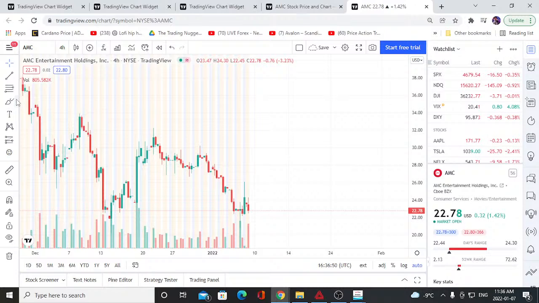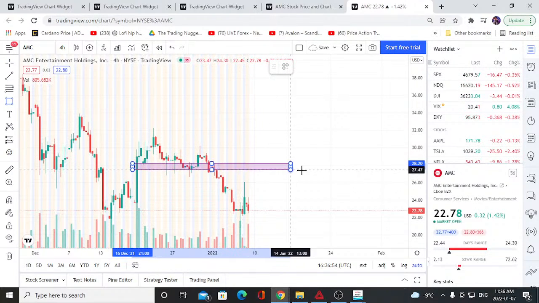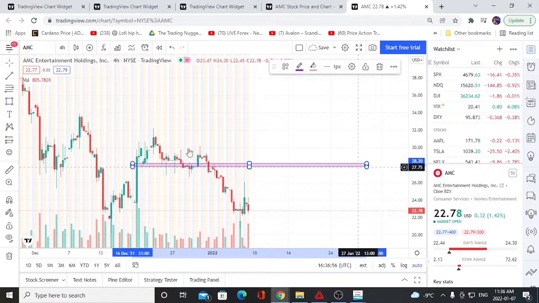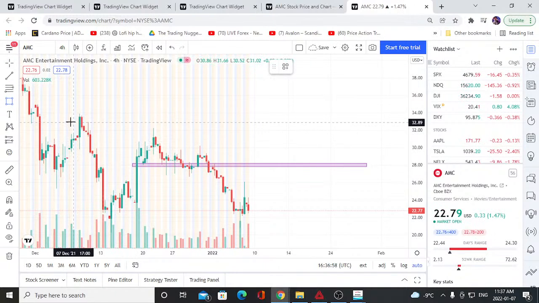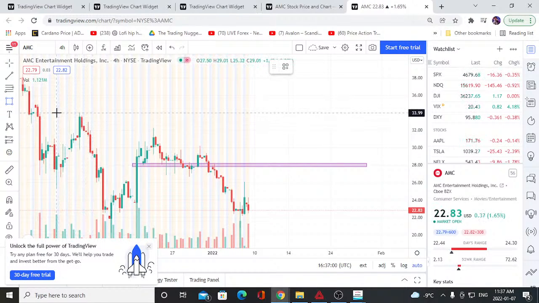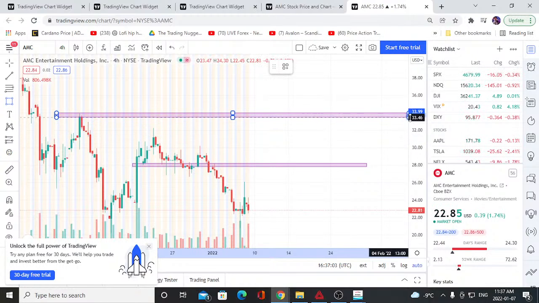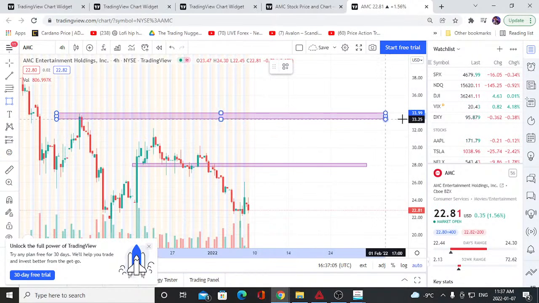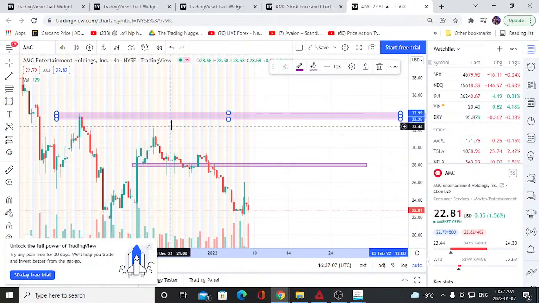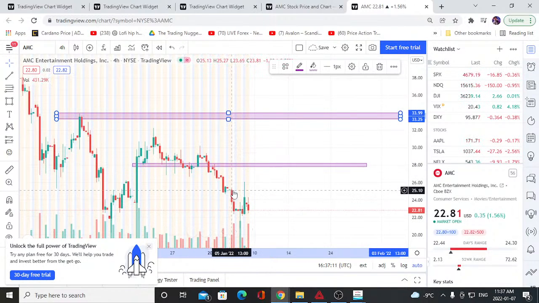But let's do the support and resistance, right? So right here, we had a level of support, right? We had a level of resistance. These are preset resistance and support that was kind of already created. So price was either going to break out of this or break this low. It ended up breaking this low because of news.